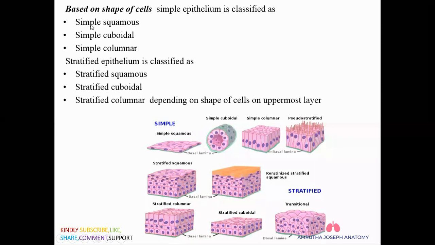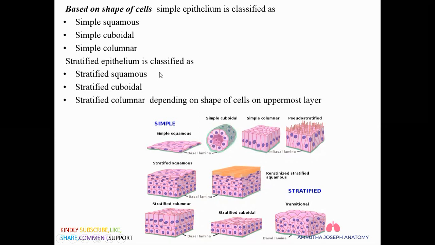So depending on the shape of it, it can be simple squamous. So this is simple squamous. The shape of the cell is flat. Then simple cuboidal. It can be a single layer of cuboidal cells. So cuboidal cells, simple cuboidal. Simple columnar here, simple because it has got only one layer, and the cell shape is columnar, pillar like cells. So they are classified in this way: simple squamous, cuboidal, columnar.